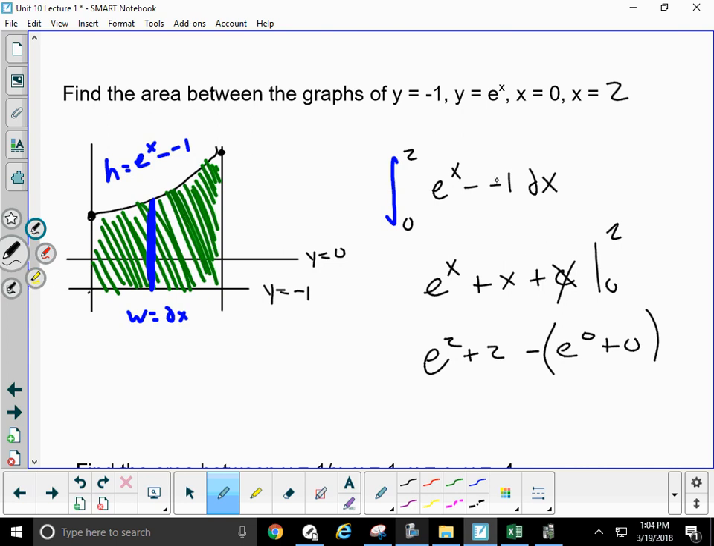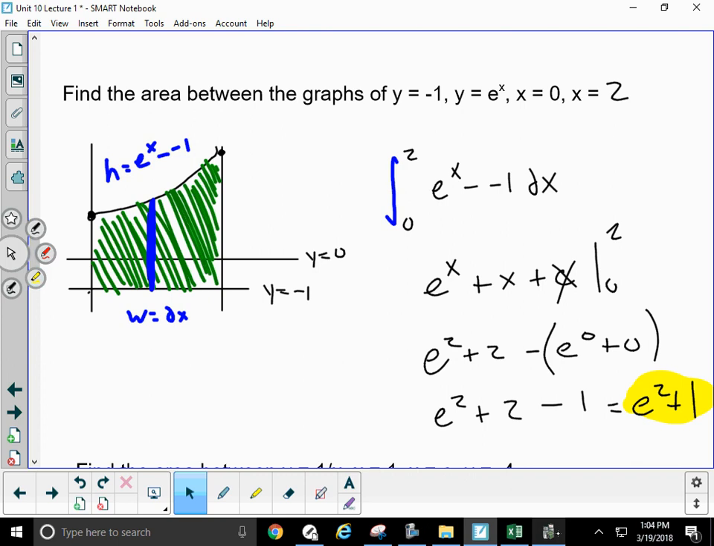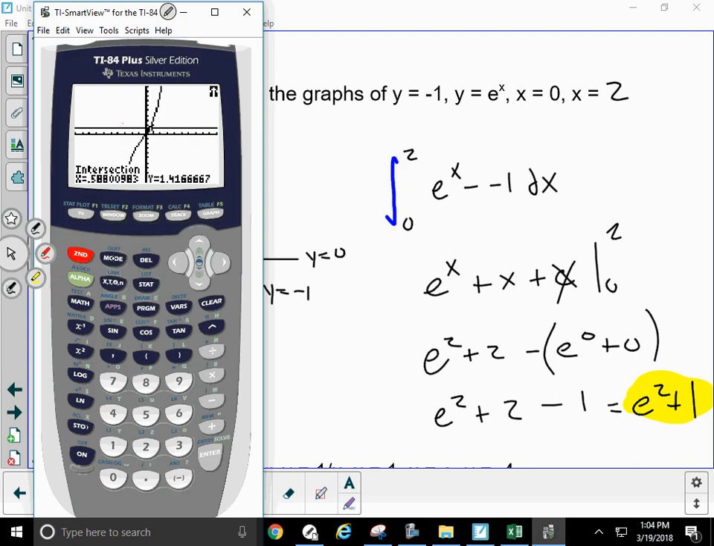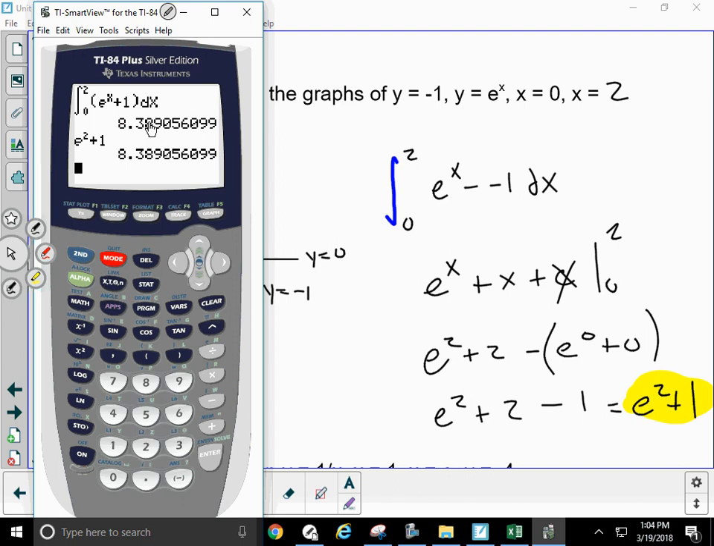Don't forget the antiderivative of your plus 1. So I get e squared plus 2 minus 1. That's e squared plus 1. I check with my calculator, and I see that's 8.389 when I have my calculator evaluate the integral. And then I check e squared plus 1, and I get the same value. Okay, so I feel pretty good about myself.